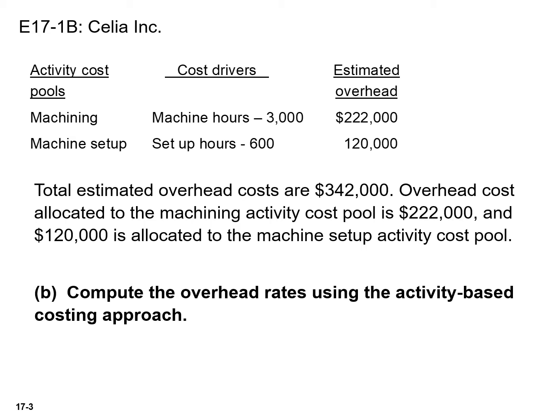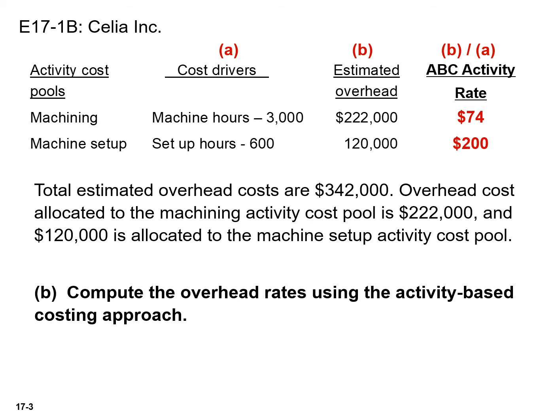In part B, we're going to calculate overhead rates using the activity-based costing approach. We know the estimated overhead for the machining cost pool is $22,000, and we know that the machine setup is $120,000. We also know the expected use of cost drivers: 3,000 machine hours and 600 setup hours. If we divide our cost drivers into our estimated overhead, we get an ABC activity rate of $74 for the machining cost pool, simply by taking B divided by A. If we do a similar exercise for the machine setup, we get an activity rate of $200.